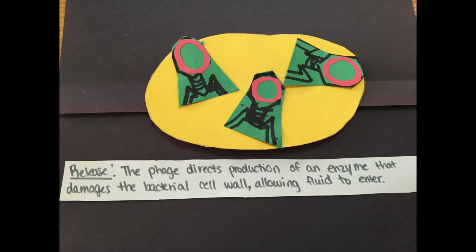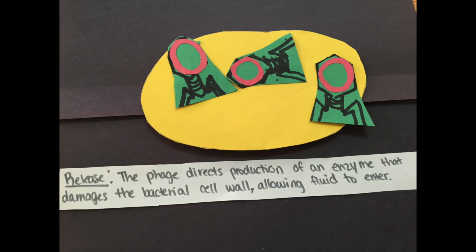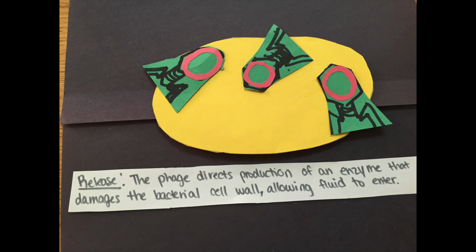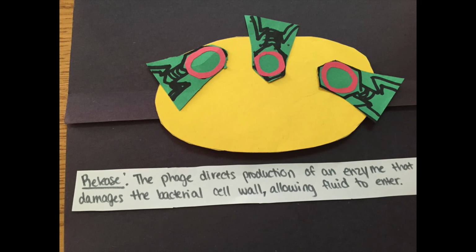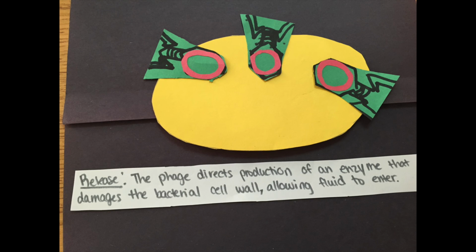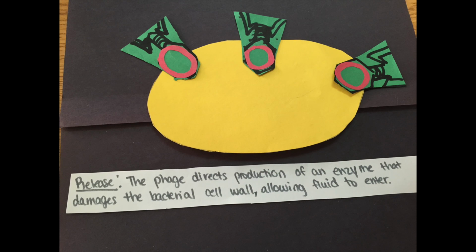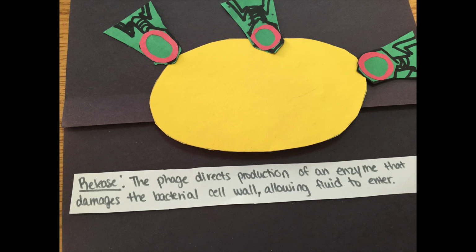The fifth and final step of the lytic cycle would be the release. In the release, the phage directs production of an enzyme that damages the bacterial cell wall, allowing fluid to enter. And there, I just completed the explanation of the lytic and lysogenic cycle.